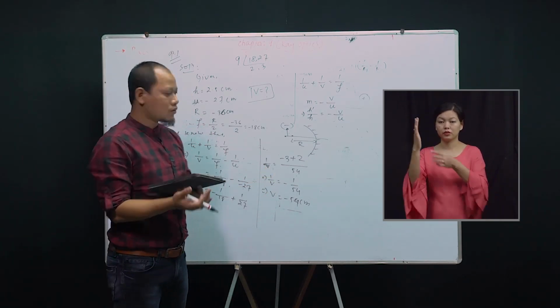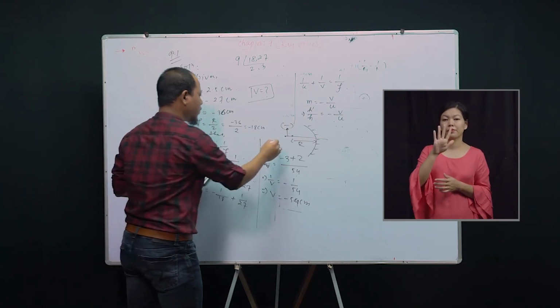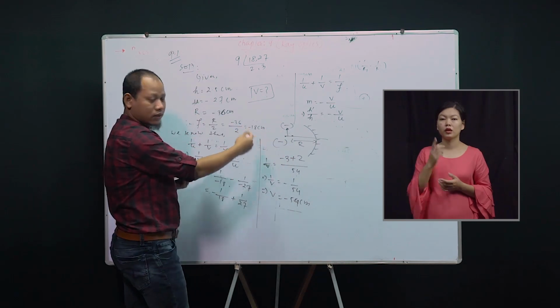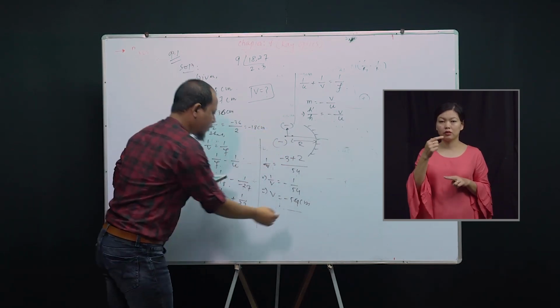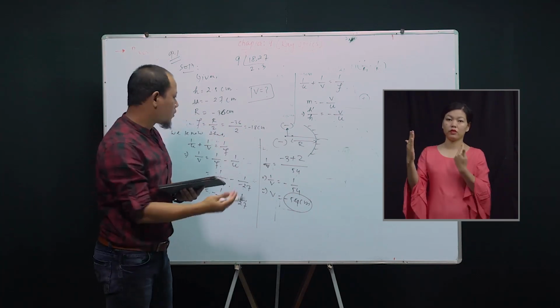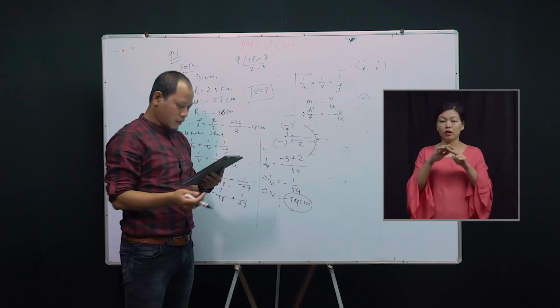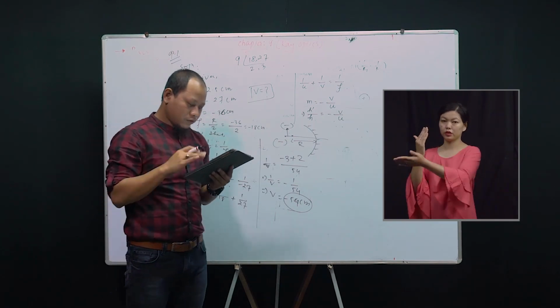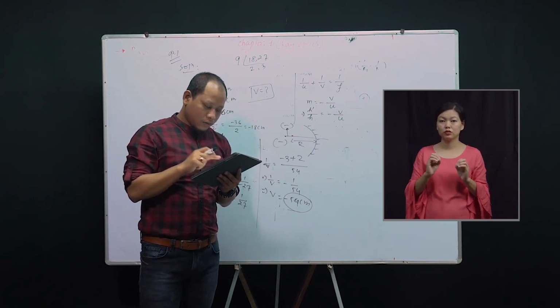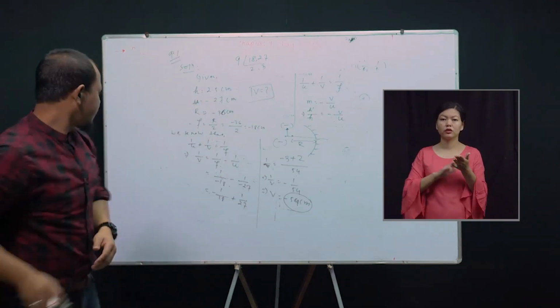Now dear students, if v is negative, it means the image is forming on this side, in front of the mirror. It means this is a real image, because it is forming in front of the mirror. Now the next part of the question: we have to find the size of the image also. So let's find the size of the image.